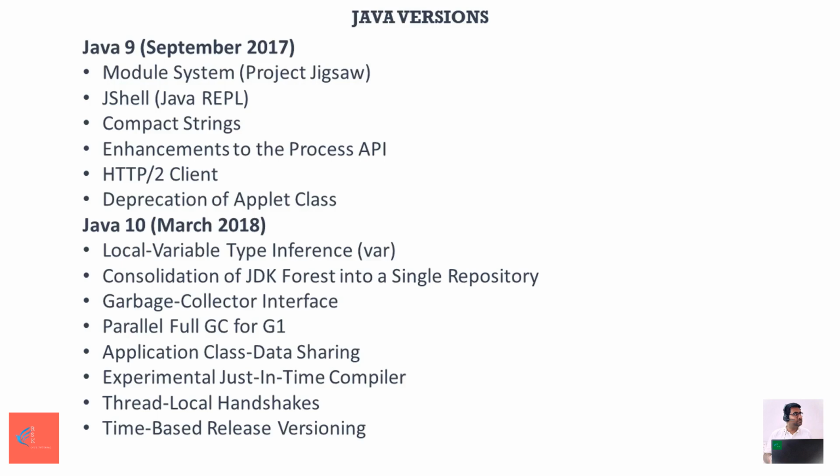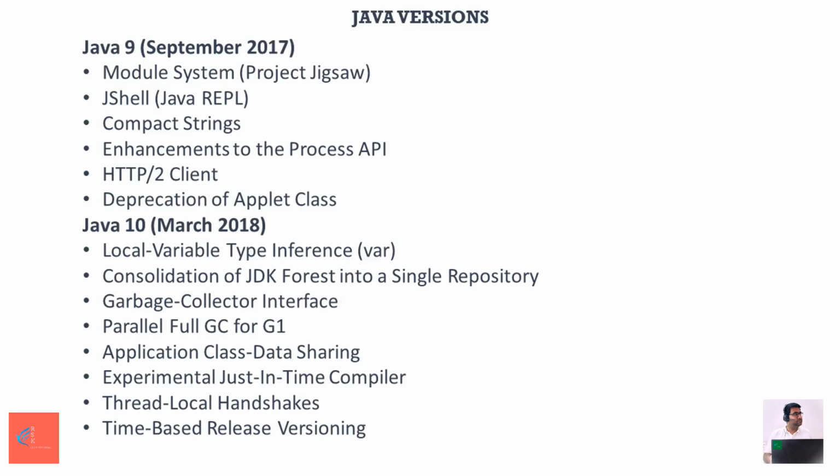Java 10 introduced local variable type inference, allowing the use of the var keyword to declare local variables with inferred types. Java 10 consolidated JDK source code into a single unified repository. In Java 10, a new clean and modular garbage collector interface was introduced to improve the source code isolation of different garbage collectors.